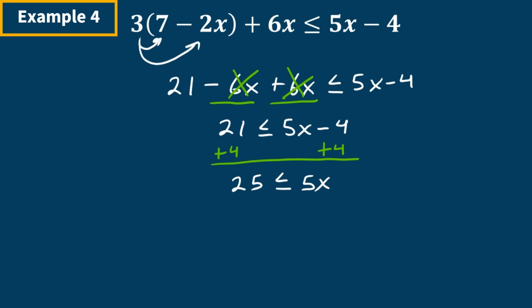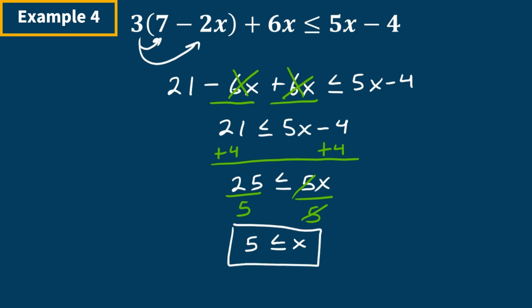And now to get x by itself, what we do is do the opposite of multiplication, which is divide. So we're going to divide by 5 to both sides. This 5 and this 5 are going to cancel. And what we'll have is that 5 is less than or equal to x. Like that. So this is going to be one of our solutions here.